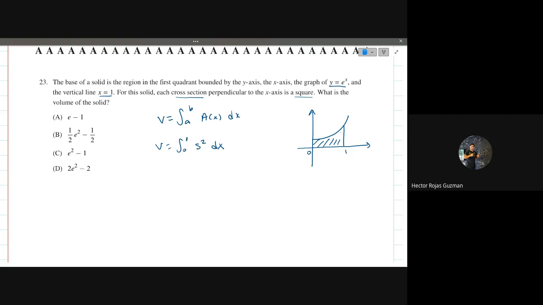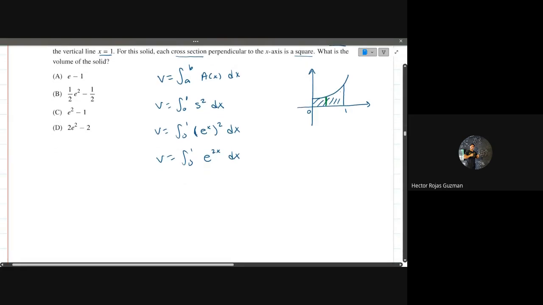Now, the vertical distance between the function and the x-axis, that's going to be the length of the side of one of the squares. So the volume is the integral from 0 to 1, and that length is given by e to the x, squared, dx. So we can go ahead and simplify this to e to the power of 2x dx.